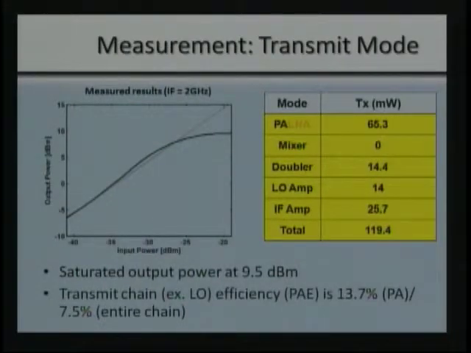In the transmit mode now, we'd like to talk about how much power we were able to get out of the amplifier. And that final PA basically burned about 65 milliwatts to get 10 dBm, 9.5 dBm of saturated output power out at 45 gigahertz. So we were able to actually show that this was relatively efficient. The PAE of the PA at this frequency is 13.7%. And for the entire chain, including the doublers, the mixers, and the LO amp, we were operating at 7.5% PAE.